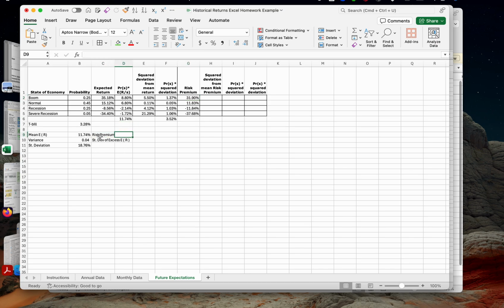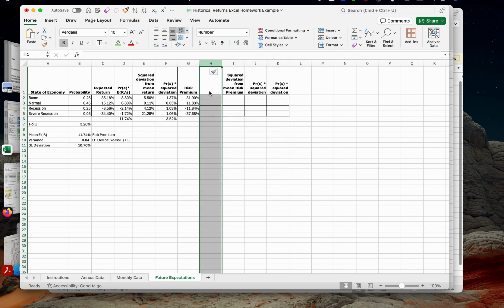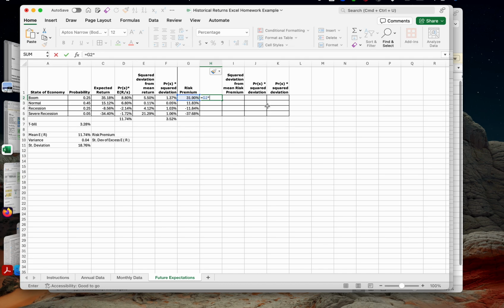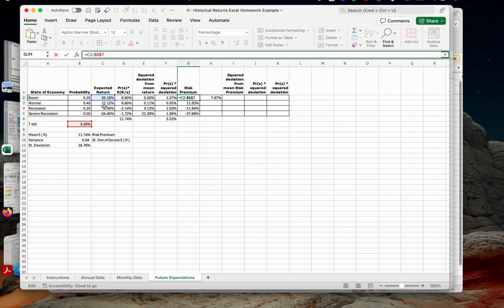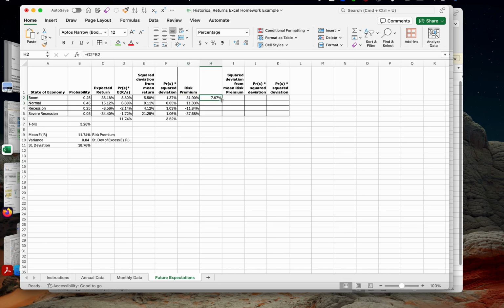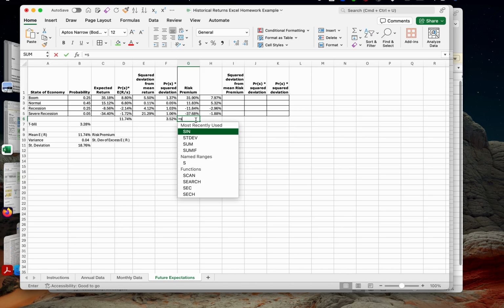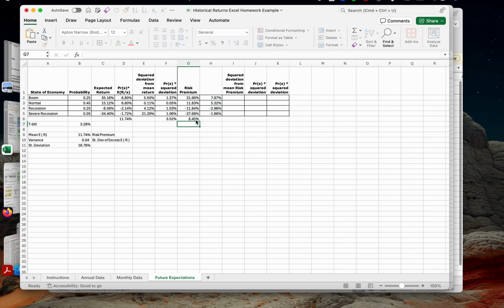My mean expected risk premium will be my risk premium times the probability of the state of the world. So again, this risk premium is based on the expected return if the economy is booming. And the sum of the weighted expectations is my expected risk premium given different states of the world.